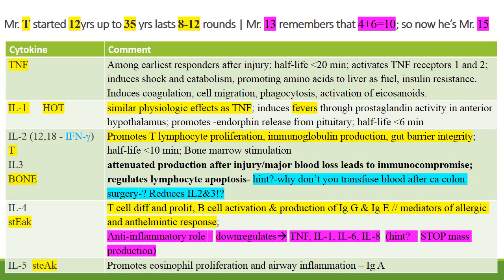Now there is a common question, why don't you transfuse blood after surgery for CA colon? This is because there is an attenuated protection after injury or major blood loss of IL-2 and IL-3, which leads to immunocompromise, basically because it regulates lymphocyte apoptosis.